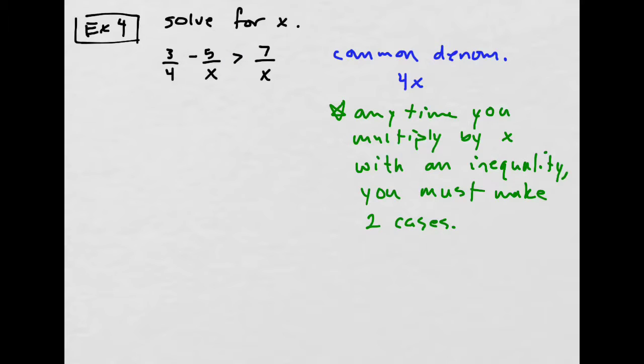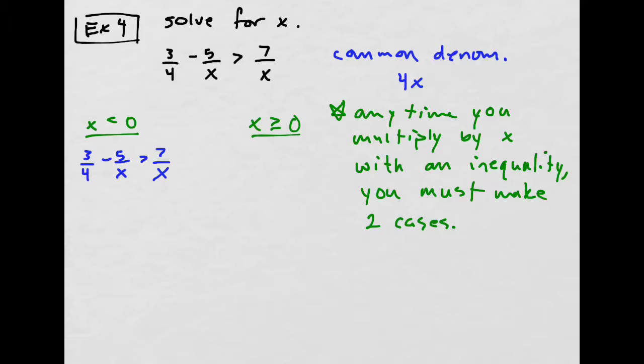And those two cases are when x is less than 0, meaning negative, and when x is greater than or equal to 0. Because in the negative case, when I multiply or divide by a negative, I have to flip the inequality sign. Since x is not negative in the other case, we don't have to flip the inequality sign. So I'm going to do both of these.